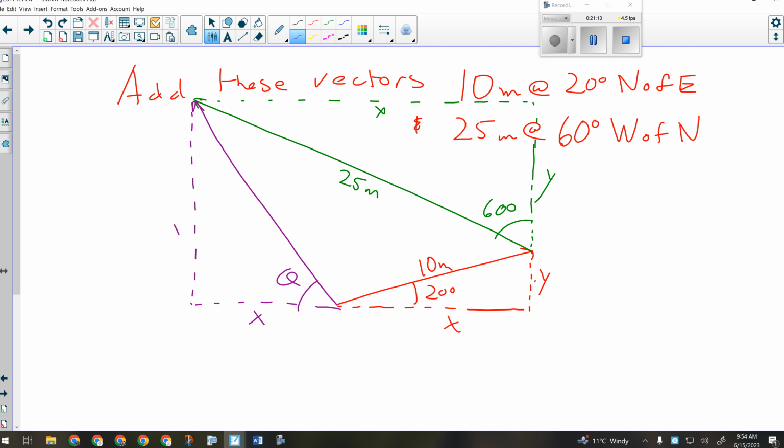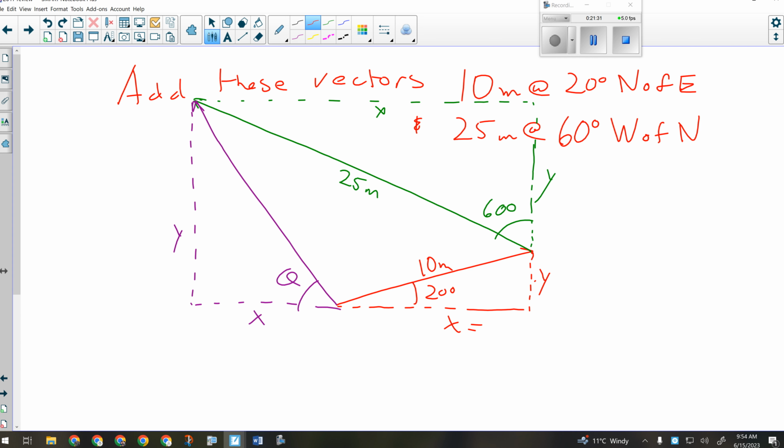You could also draw it this way. I just don't ever do that if I can avoid it, because it goes through my diagram and starts to look messy. But if you drew it that way, totally up to you. Or if you drew separate triangles, also totally up to you. All right, next thing we have to do is calculate all of our x's and all of our y's.